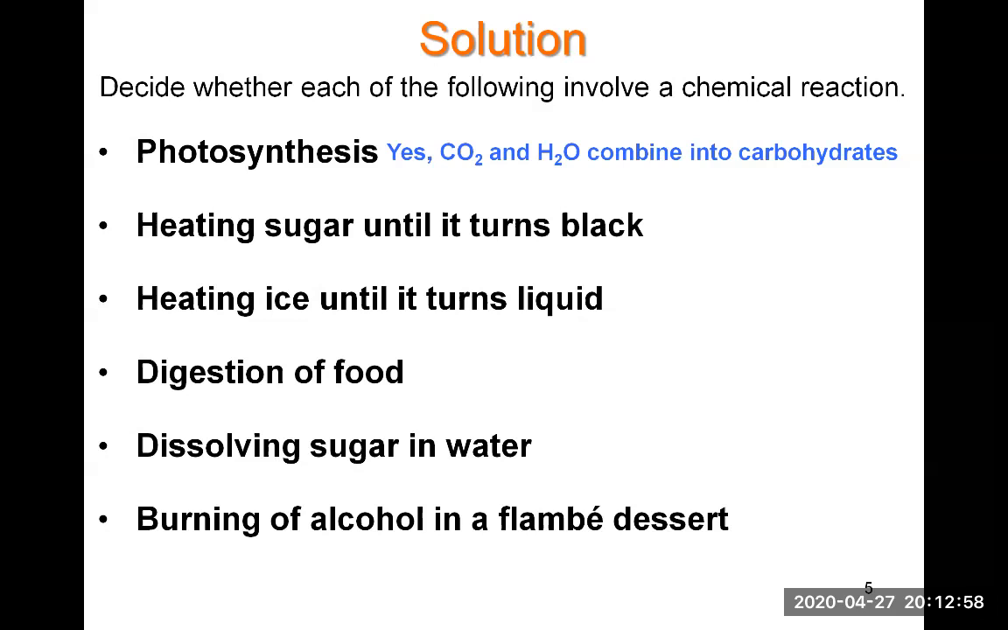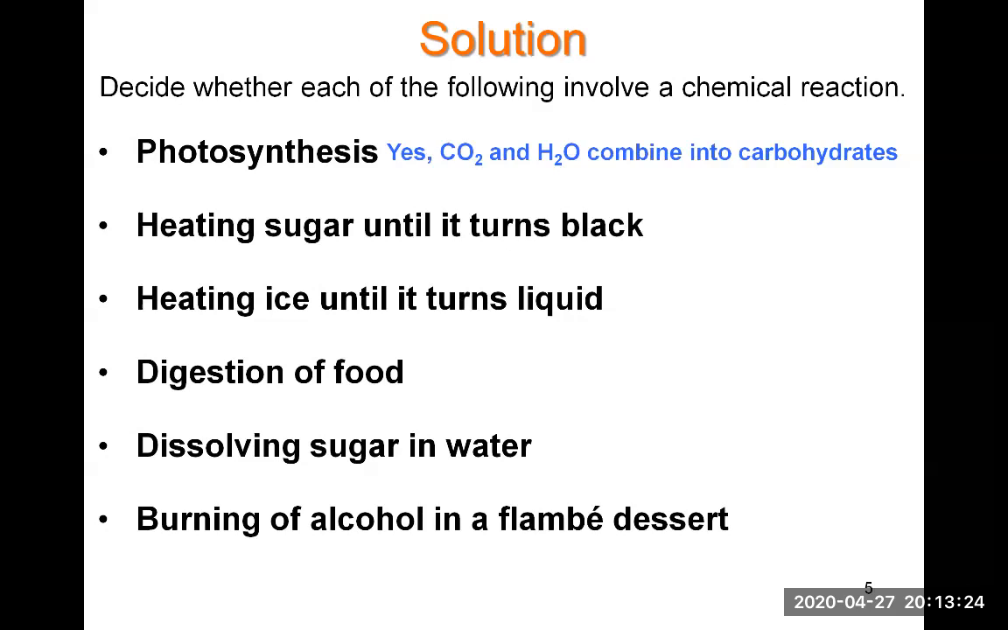In photosynthesis, what happens is that the carbon dioxide and the water combine to form carbohydrate, glucose, and oxygen. So it's a synthesis of carbohydrates from, you know, molecules you find readily, like carbon dioxide and water.